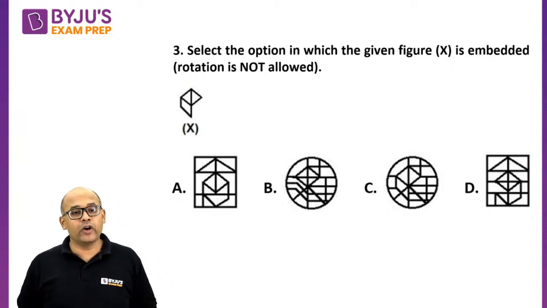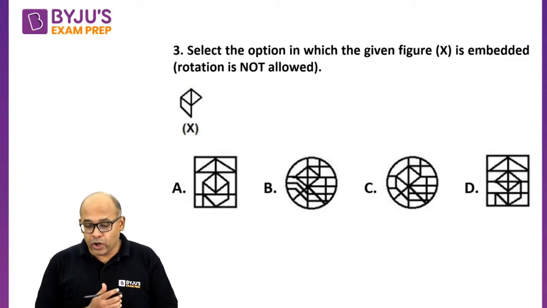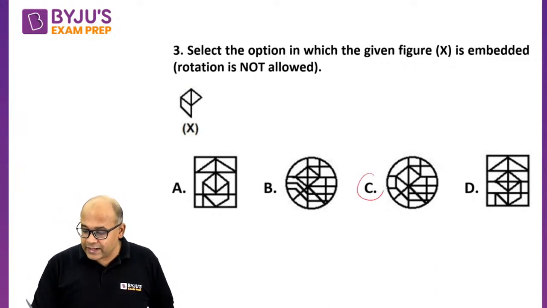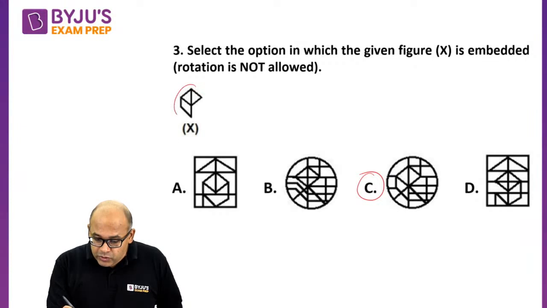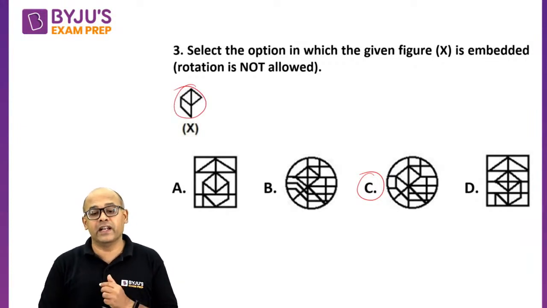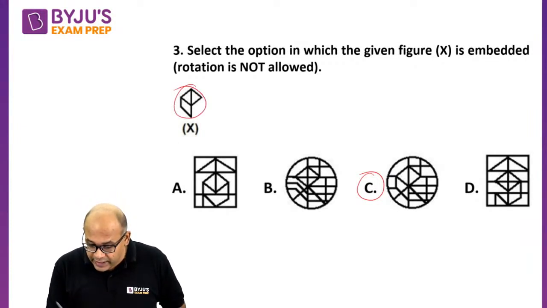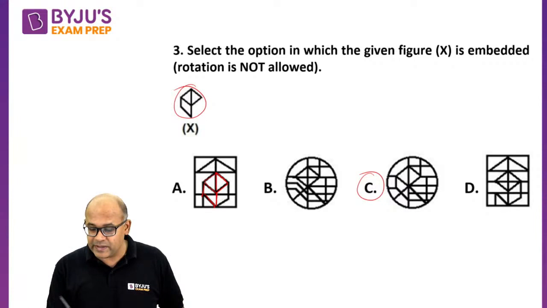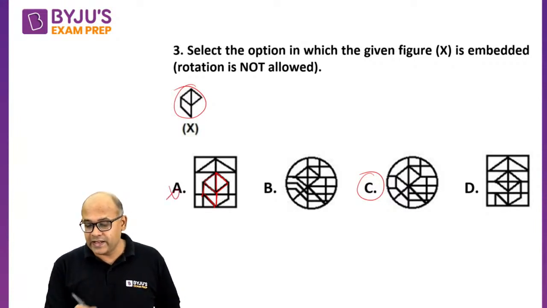Great. So a lot of options. The correct answer is option C. You are supposed to identify where this figure lies. If you try to look at your option A, this main part is there. You have a side and you have a line here. However, this line is missing. So that is the reason why A is rejected.